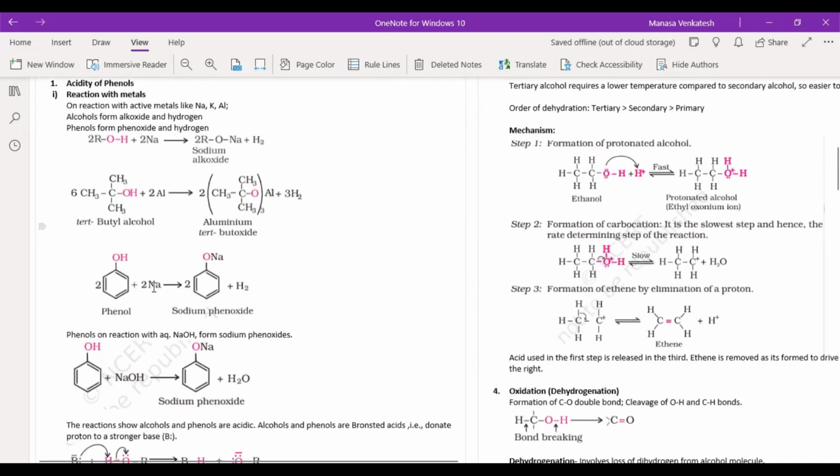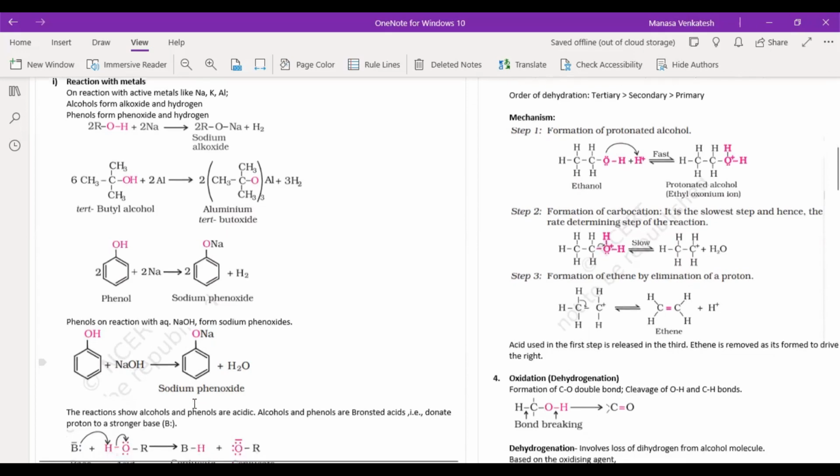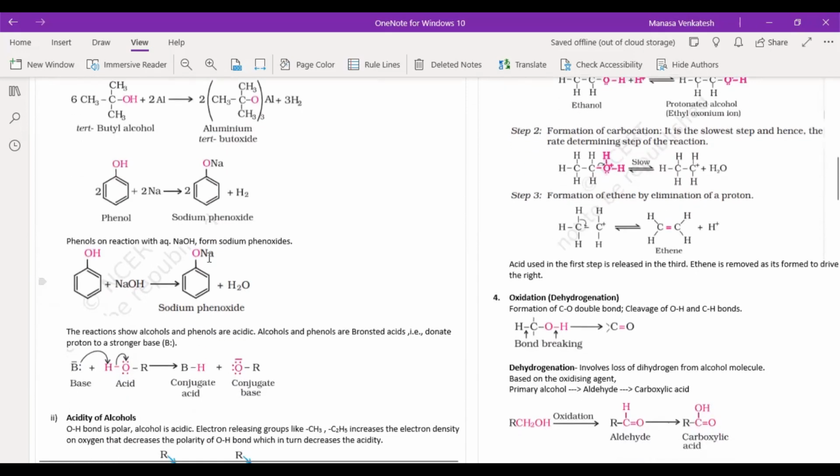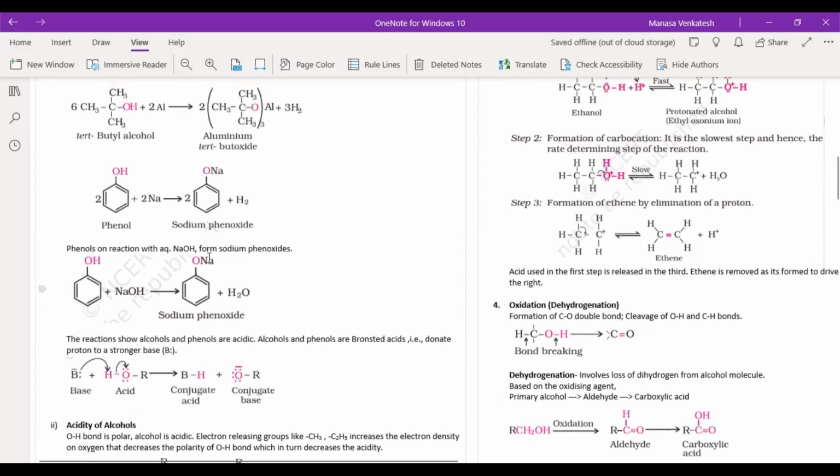Phenols not only react with sodium, but they also react with sodium hydroxide to form sodium phenoxide. If you remember, when we studied about the preparation, sodium phenoxide was one of the compounds in the intermediate steps in the synthesis of phenol. So sodium phenoxide is converted to phenol on reaction in the presence of HCl. So phenol on reaction with sodium hydroxide is giving us sodium phenoxide as well as water. So all these reactions show that alcohols and phenols are acidic.